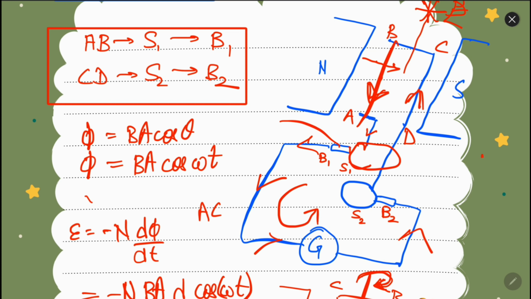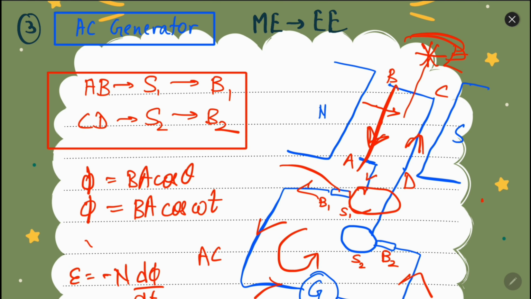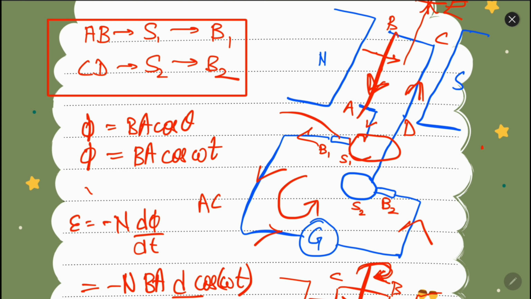What is happening is that when the turbine rotates the coil, this coil will rotate and these slip rings will rotate on the brushes. So this part is rotating on its own, and this part will remain as it is here. Initially AB will be in contact with S1 and S1 will be in contact with B1, and CD will be in contact with S2 and S2 will be in contact with B2. And remember, this will always be the case. The coil will rotate and turn like this, and S1 will always remain in contact with B1 and S2 will always remain in contact with B2.